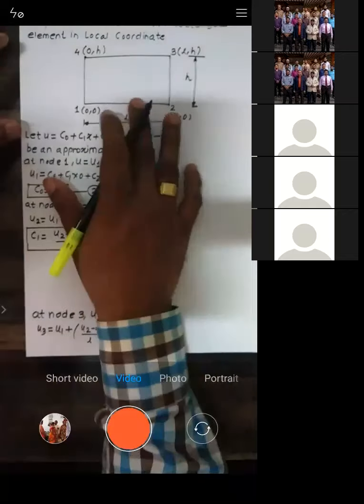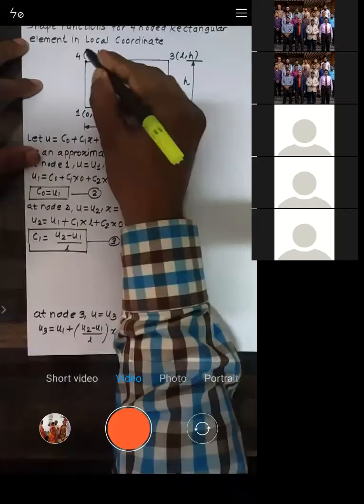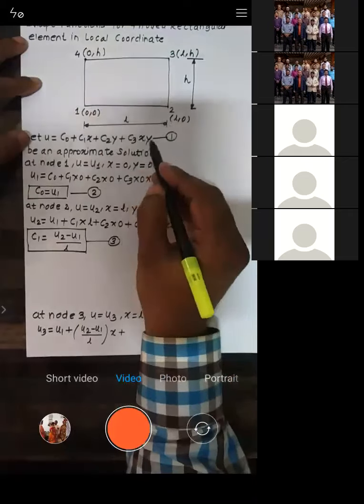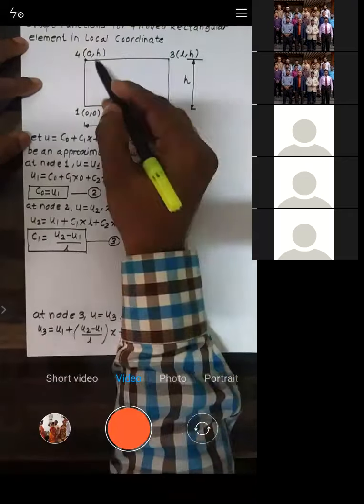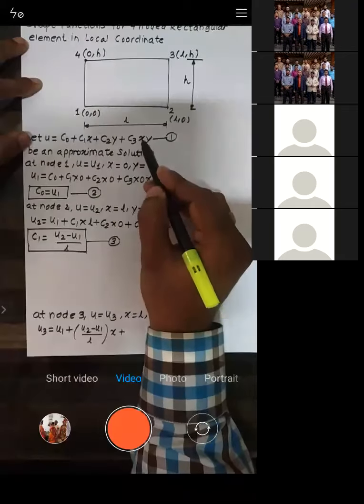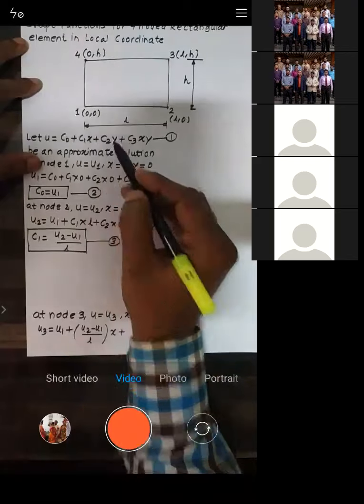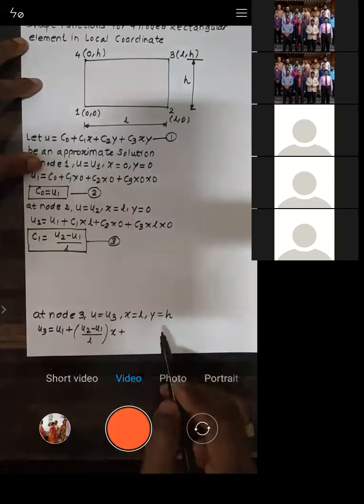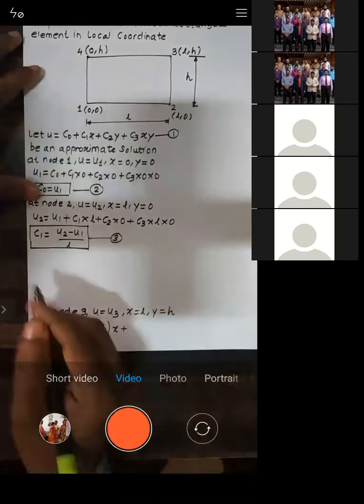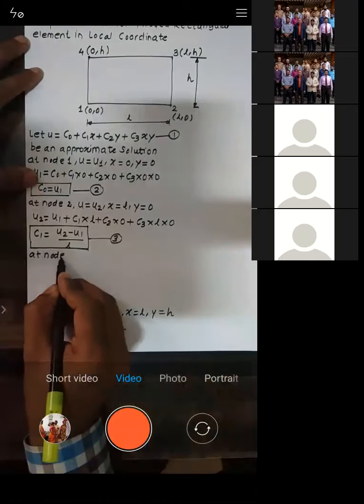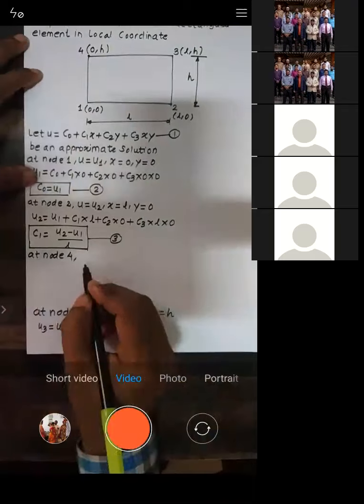Okay, so in that case, you can see here, the x coordinate is 0. When the x coordinate is 0, what happens? This C3 will get eliminated. See, if x is 0, this C3 will get eliminated. We will get the value of C2, right? And this value of C2 we will put here, so we will get C3. Is it okay? Yes or no?